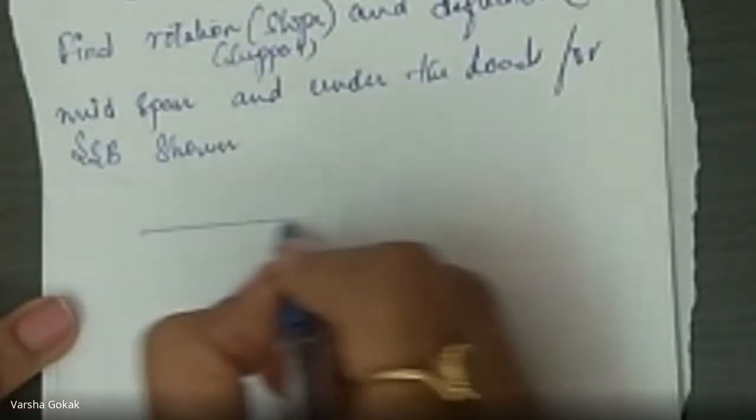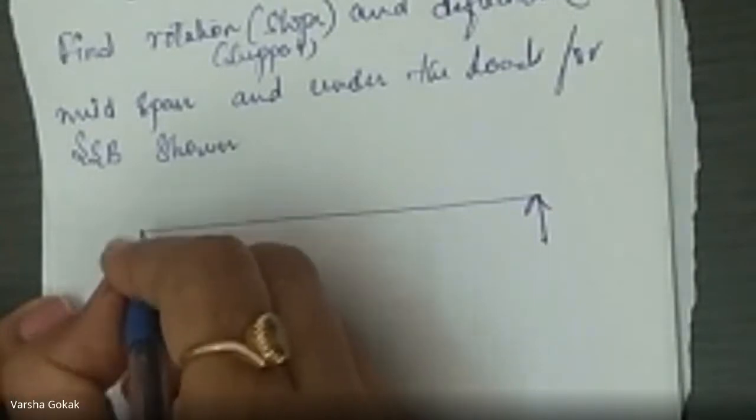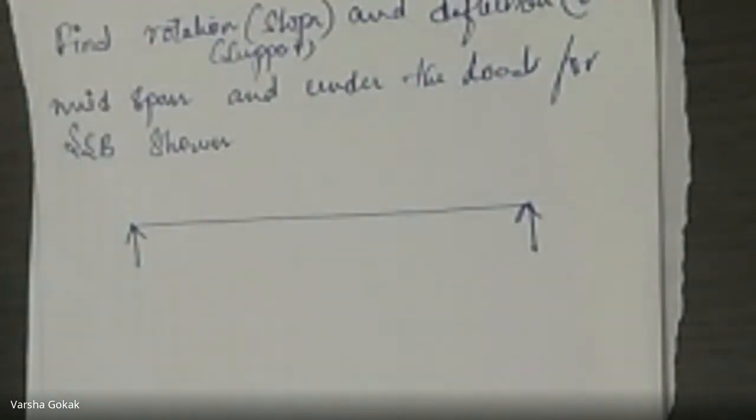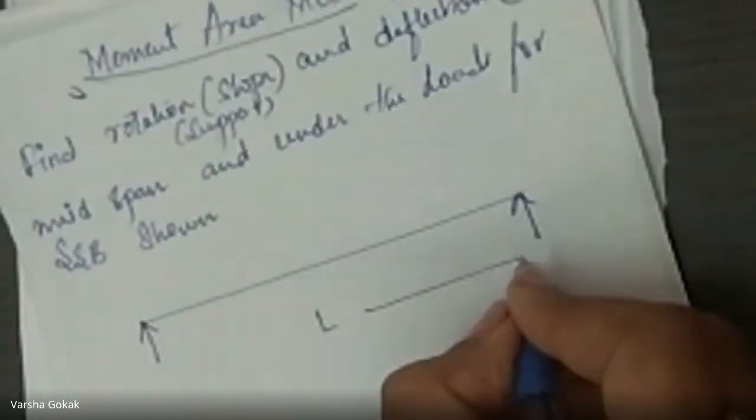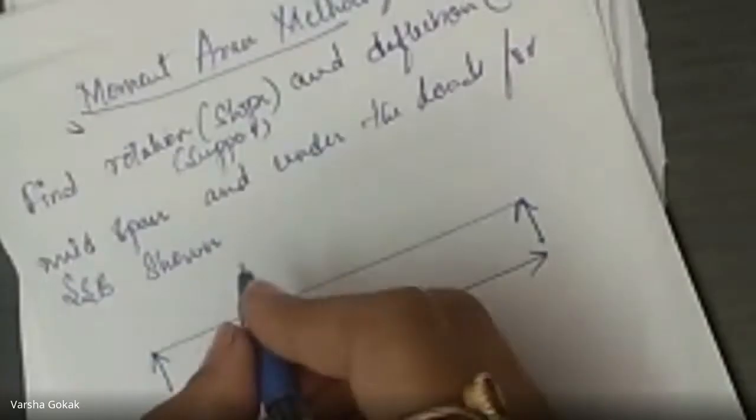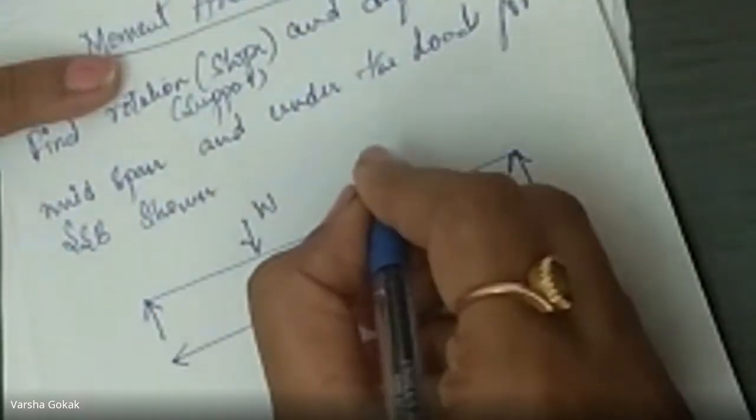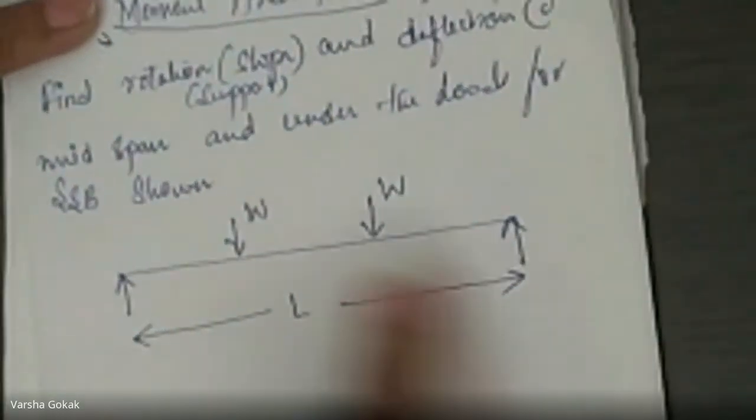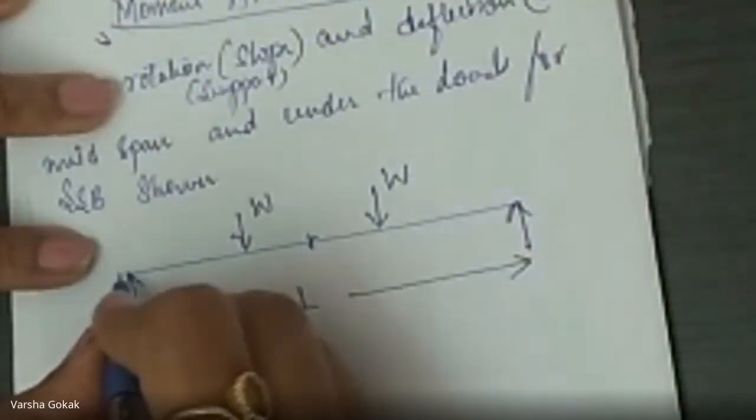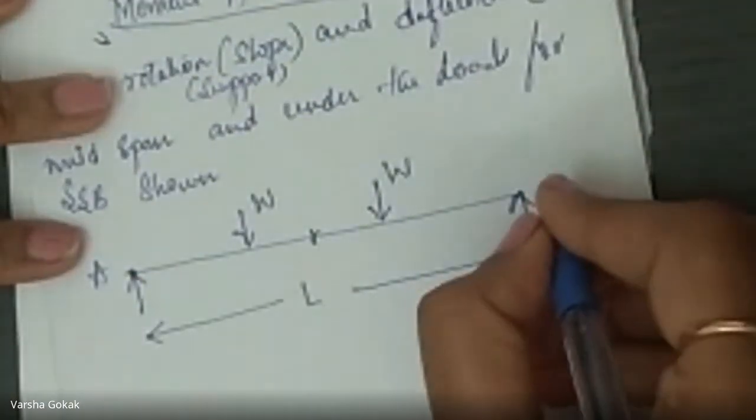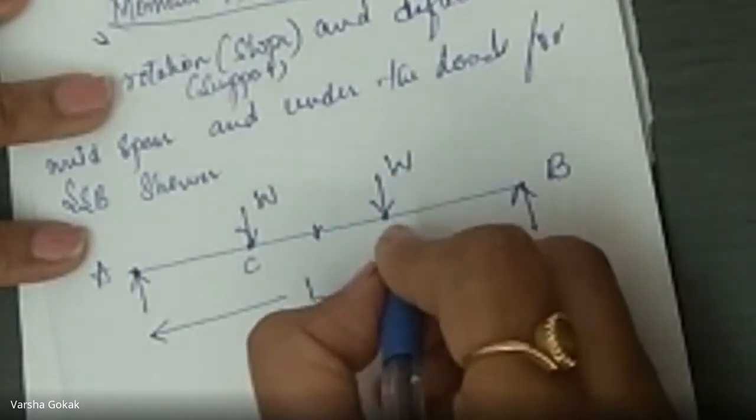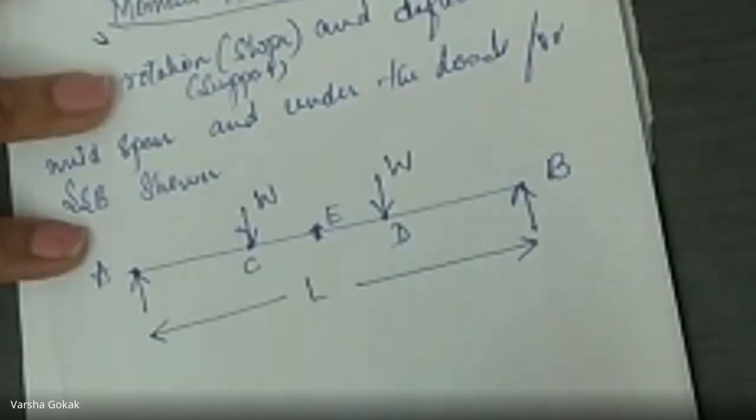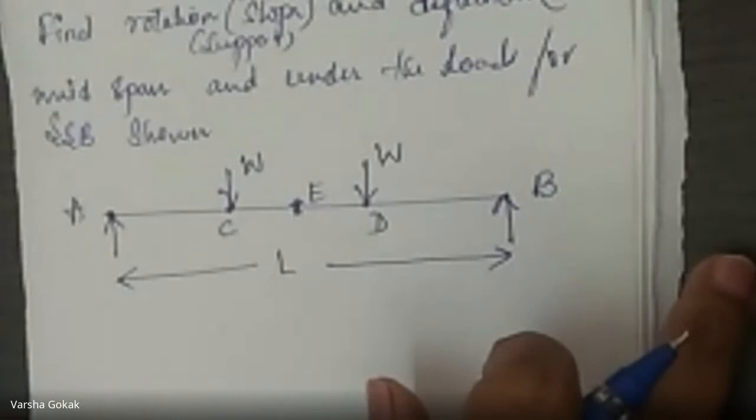So first we have to take a standard case. We'll solve for a standard case, and then we will find the numerical values. Consider a simply supported beam of length L. There are 2-point loads in this pattern whose magnitude is W. So these are your supports, support A and support B. These are the points where there are point loads, so C and D. Midspan is called E.